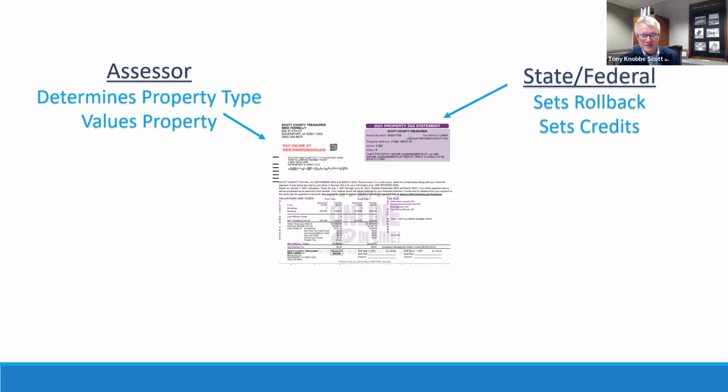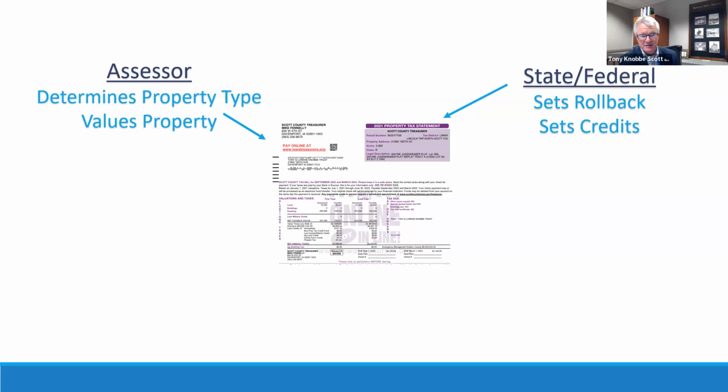The other thing they do is they establish and set the available exemptions and credits for properties. We're all familiar with the homestead exemption that anyone who occupies the home as their primary residence is entitled to take. But there are dozens of others.